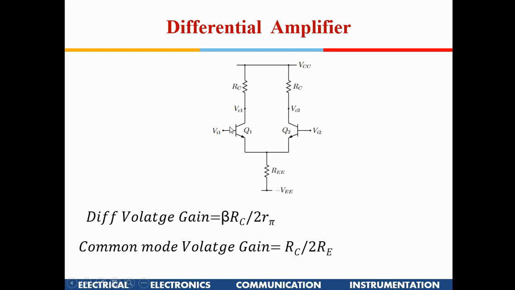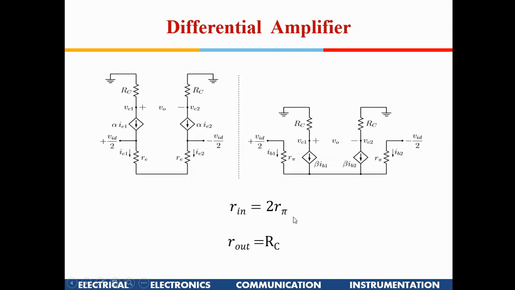You are giving both the signals simultaneously, you are increasing or decreasing. That is the common mode signal. So the effect of RE is twice, like one IE will come from here, another IE will come here. So this is known as the common mode. So our aim should be to have common mode voltage as low as possible and differential voltage as high as possible.